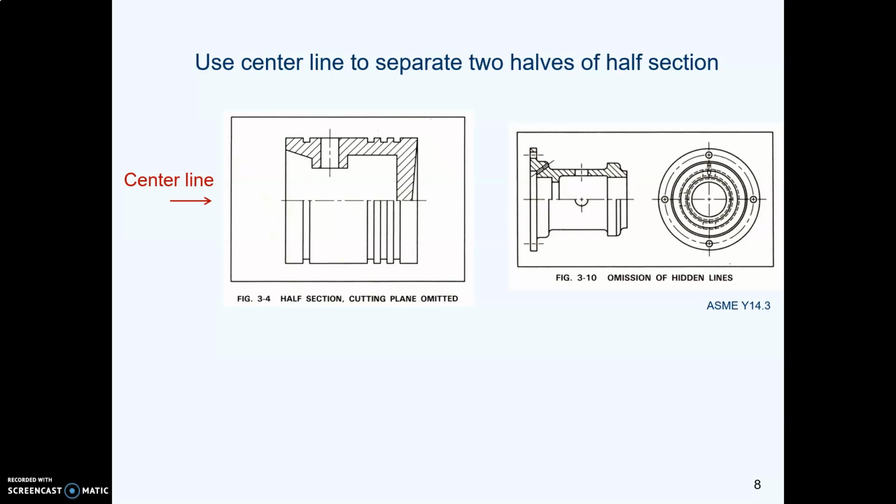These two examples are from ASME. And what they are showing us is two things. First of all, in both these parts, notice that there are no hidden lines anywhere. No hidden lines in either the full view or in the section view. No hidden lines. The other thing to notice is that where that half section was cut, you draw a center line right there, separating the section half and the outside view half.